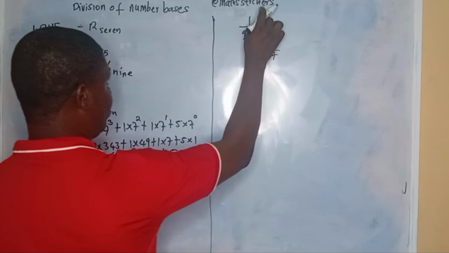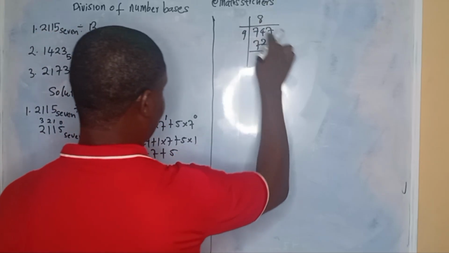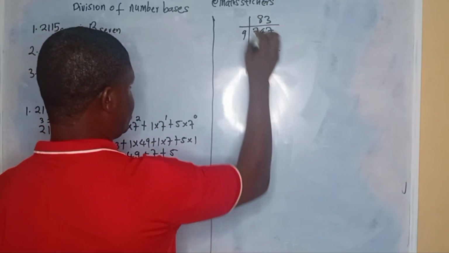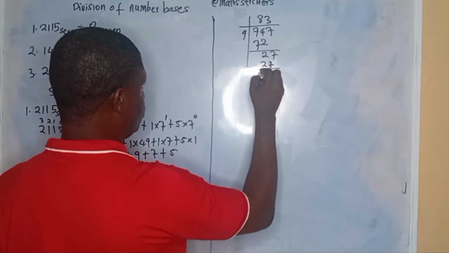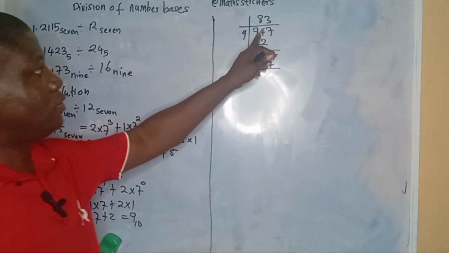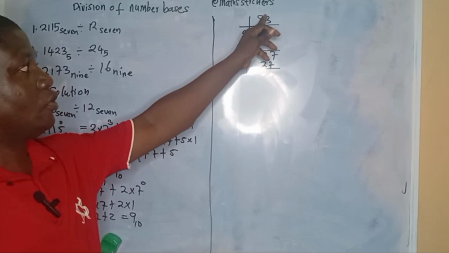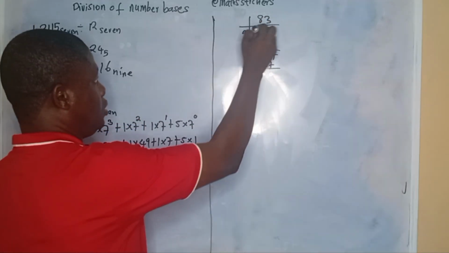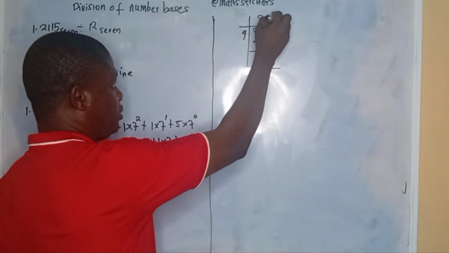So 27 divided by 9 will give us 3. 3 times 9 will give us 27. So we have 0, 0. So there's nothing remaining there. So 747 divided by 9 will give us 83. This is in base 10, this is in base 10, so this is in base 10.